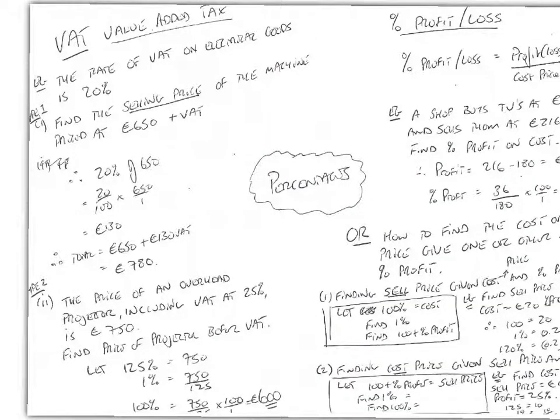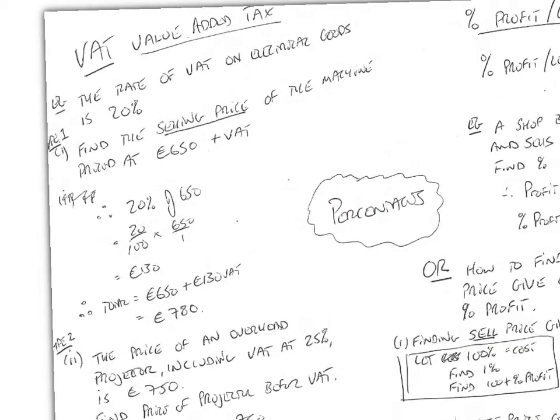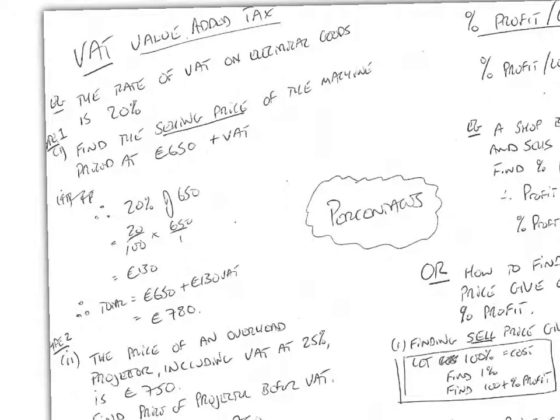And again, we can see how we can increase a number by a certain percentage when we look at value added tax or VAT problems. So, for example, the rate of VAT on electrical goods is 20%. Find the selling price of a washing machine, some electrical goods, if it's priced at 650 plus VAT. In other words, what is 650 plus 20% of 650, or 650 increased by 20%, which we met with a few minutes ago.